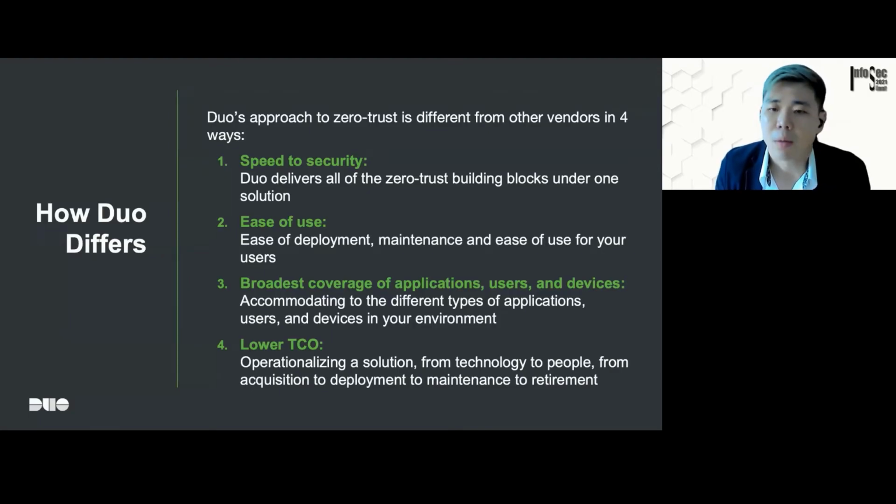Broad coverage of applications. Duo protects a whole host of applications, anything from your VPN to your firewall to a Unix server, cloud native applications, or even if you have an in-house built application, we have SDKs and APIs. So that will help you manage your total cost of ownership, right? Remember, when you operationalize a solution, it's not just the license, it's also the technology, the people, and how easy it is to use, right?